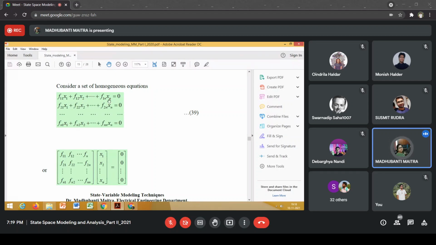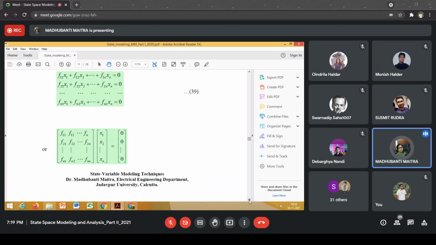So n number of such equations, let us write it in this form: f11 x1 plus f12 x2 plus dot dot dot f1n xn is equal to 0. First equation, f21 x1 plus f22 x2 plus f2n xn equal to 0. And the last equation is fn1 x1 plus fn2 x2 plus fnn xn is equal to 0. So these are the set of n number of homogeneous equations.